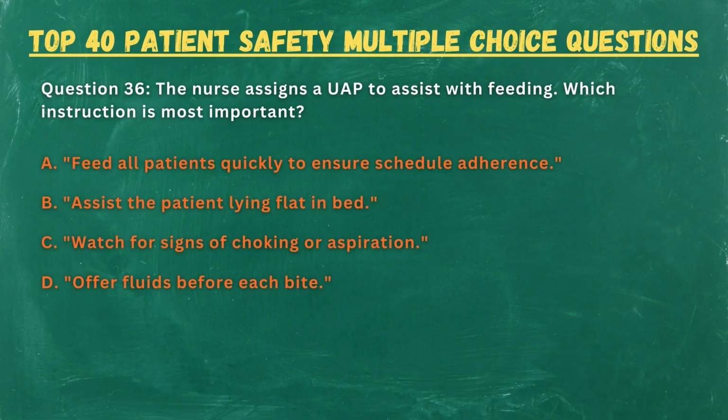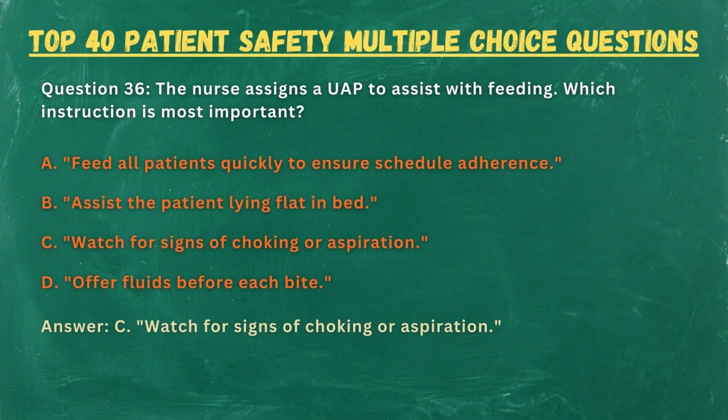Question 36. The nurse assigns a UAP to assist with feeding. Which instruction is most important? A. Feed all patients quickly to ensure schedule adherence. B. Assist the patient lying flat in bed. C. Watch for signs of choking or aspiration. D. Offer fluids before each bite. Answer. C. Watch for signs of choking or aspiration.